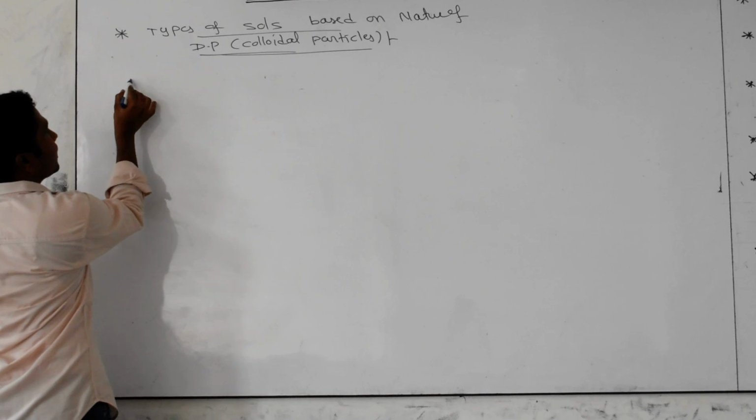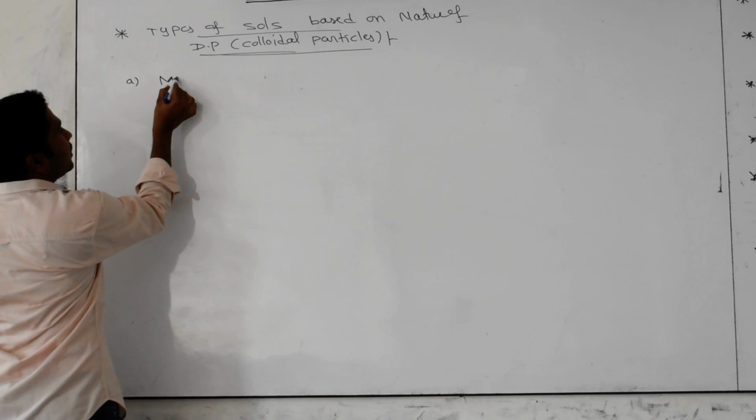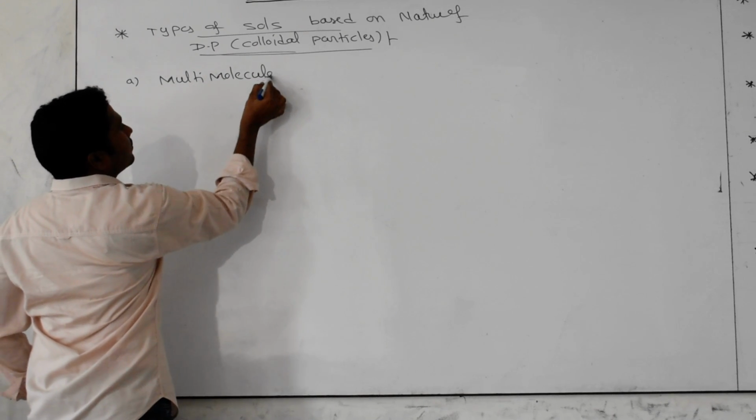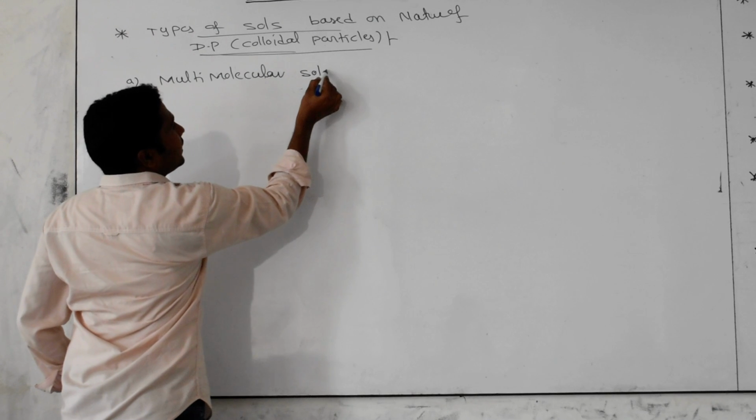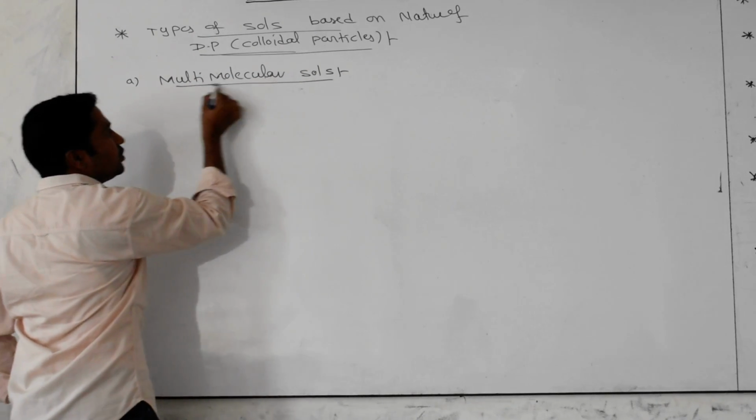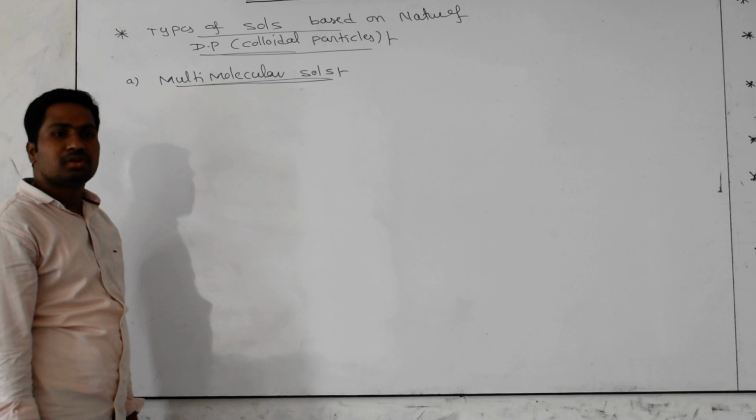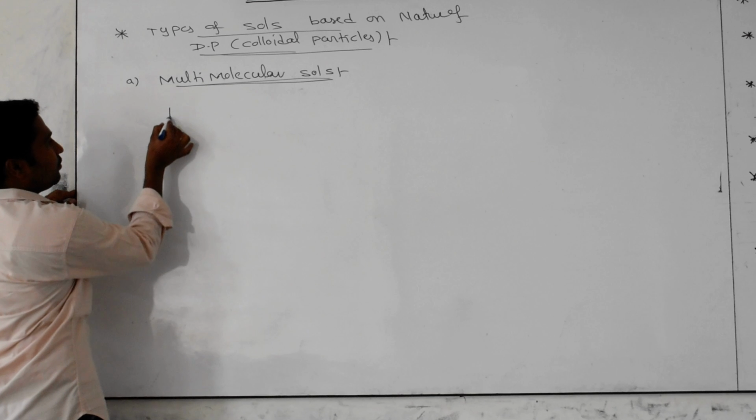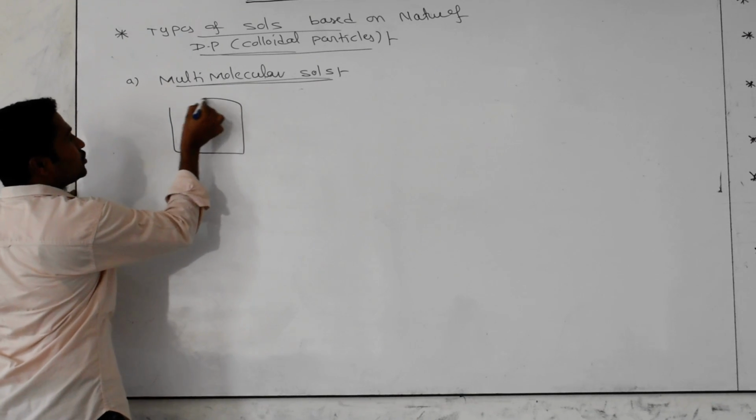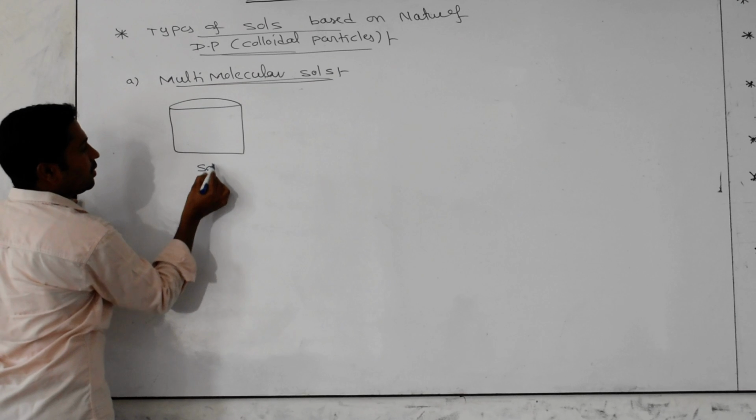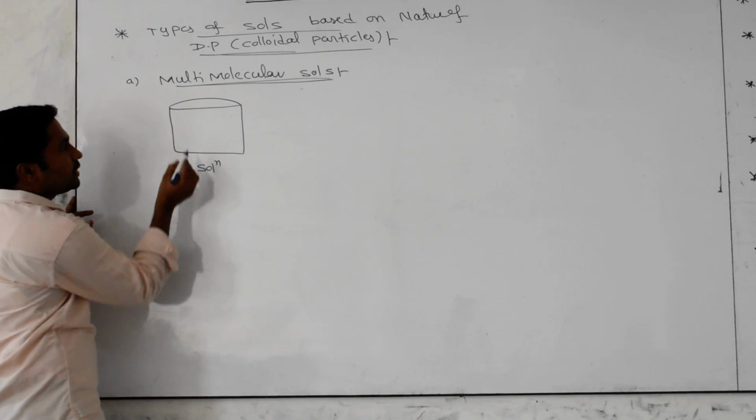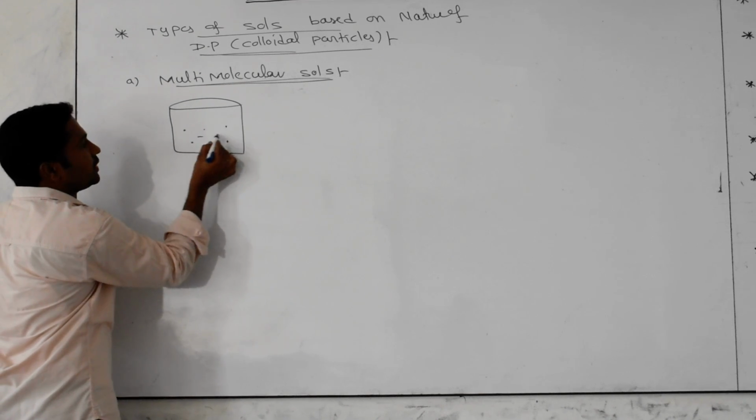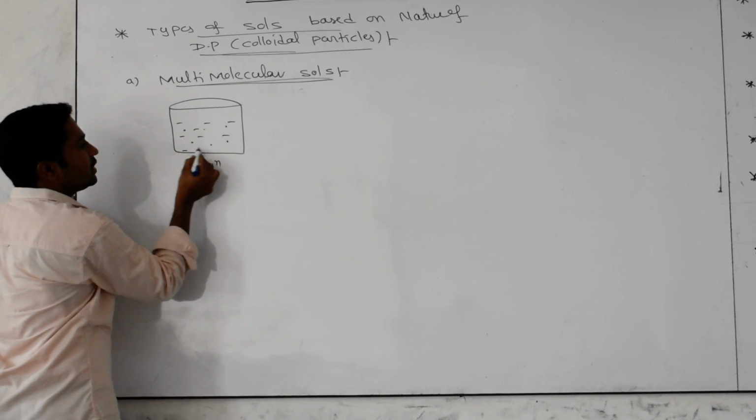Under this, first I am explaining multimolecular sols. He asked a question from this concept in CET. Multimolecular sols or colloids: what is the meaning of this? I will explain very clearly. You see carefully. First of all, I am taking one solution. In the solution, what will be there? Solute particles will be there, as well as solvent. Yes or no?